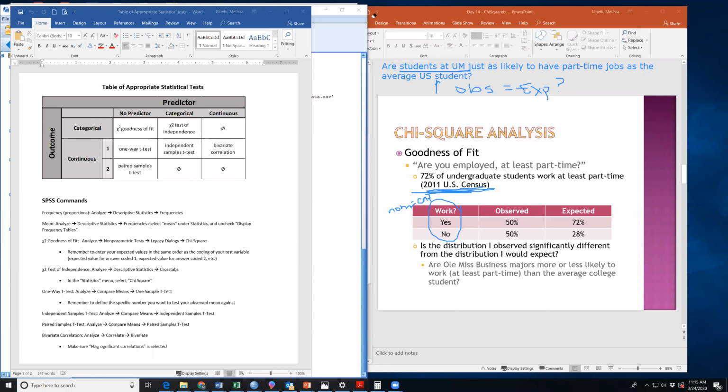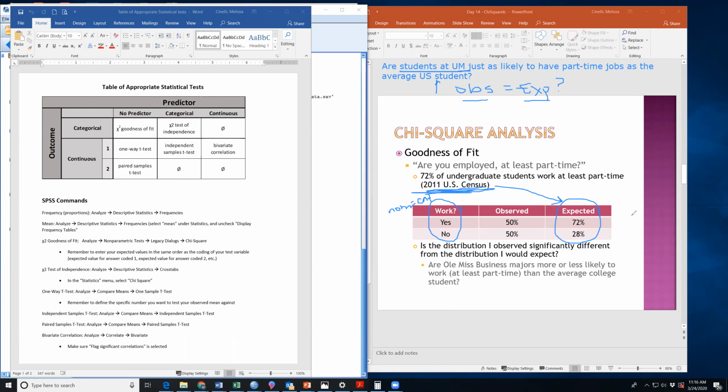All right, so back to this question. Are students at Ole Miss just as likely to have part-time jobs as the average US student? Here the average US student is defined as 72% of them having a job in the US Census. So here are the expected values from the US Census. We would expect 72% of students to say yes and 28% of students to say no if Ole Miss students were like the average US population.